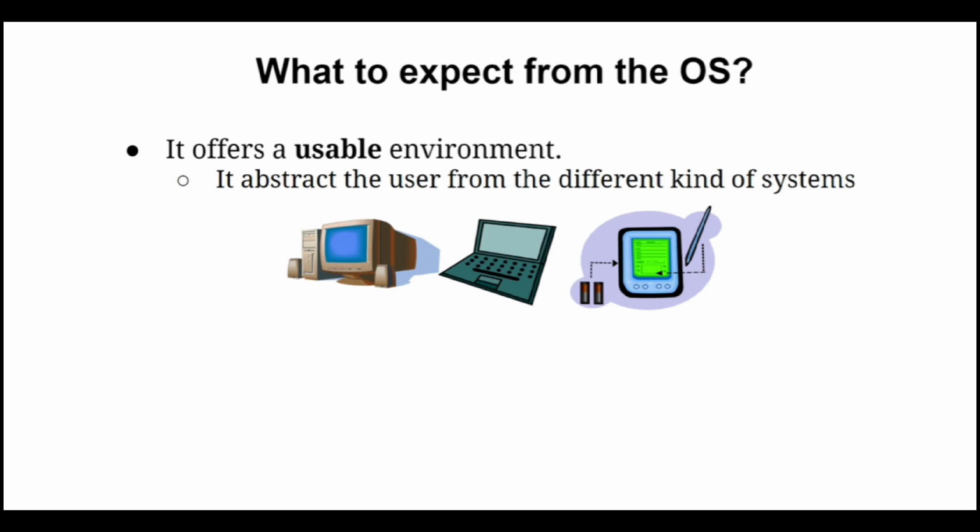Finally, let's discuss what to expect from the operating system. First of all, this operating system needs to offer a usable environment. This means that it will abstract the user from the different kind of systems.